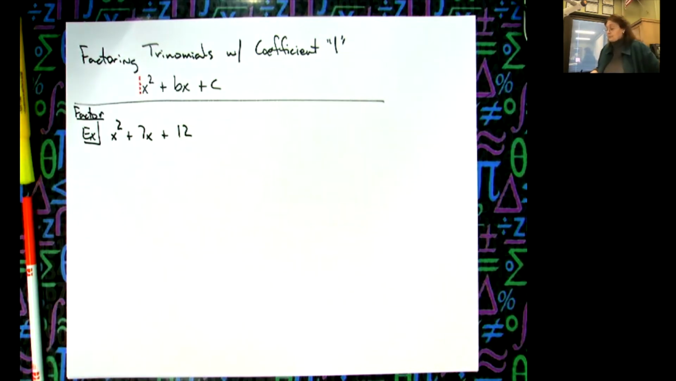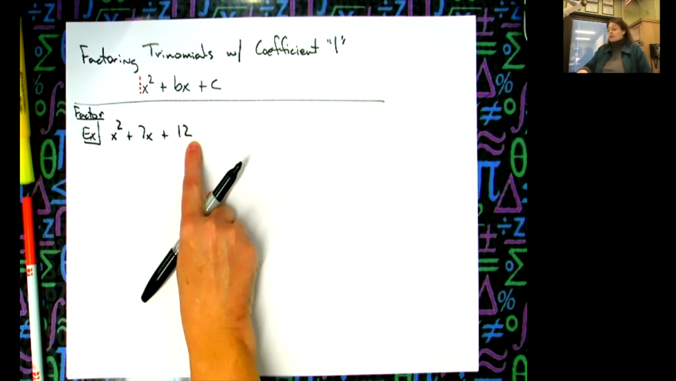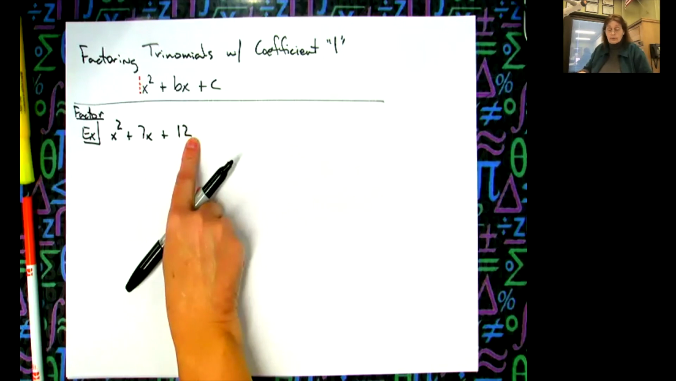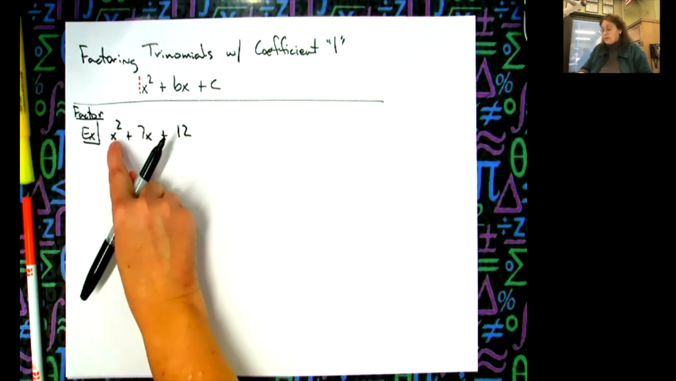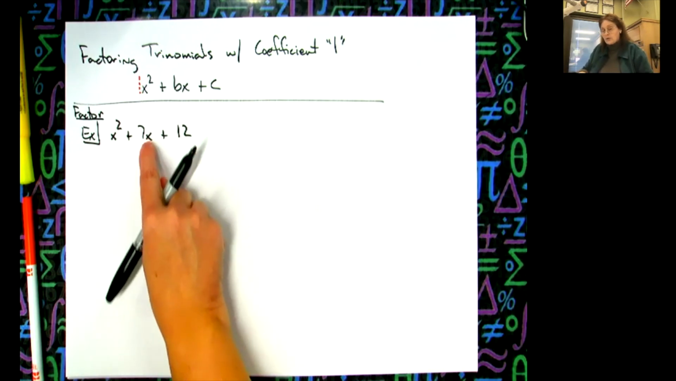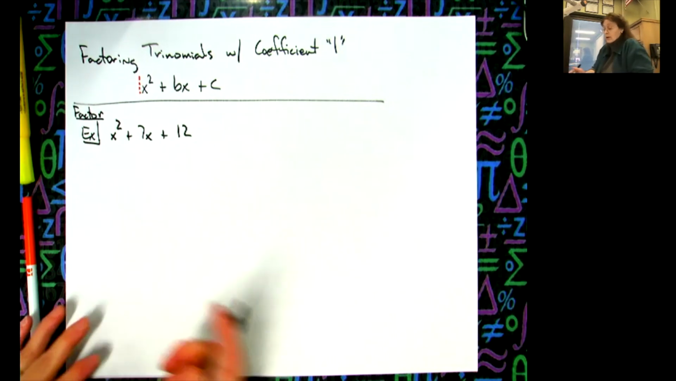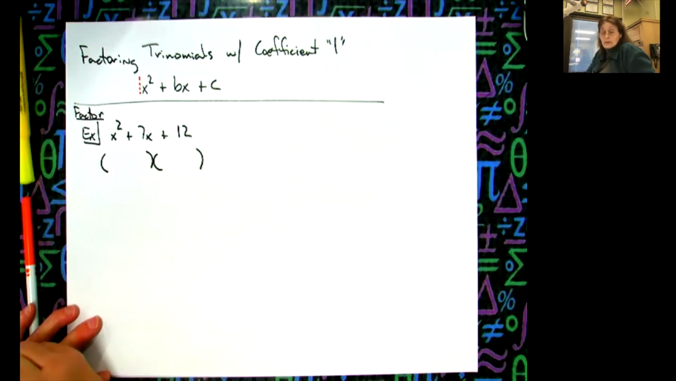Now, if there is no greatest common factor, and I can look at this and see there is no greatest common factor, and I've got a trinomial, a standard quadratic, as in x squared, an x term, and a constant, I know that this trinomial is going to factor into 2 binomials. This is just a given. So I'm going to go ahead and set up my problem like this.